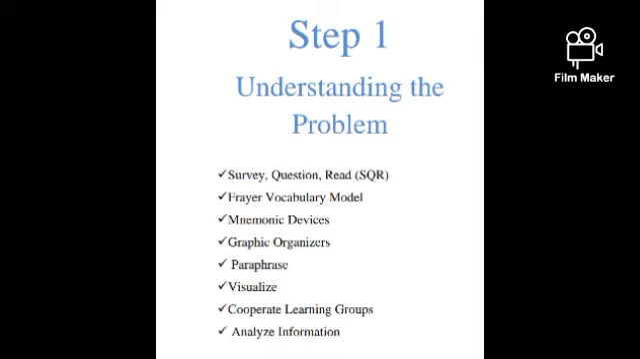Again, the five critical elements for cooperative learning are the following. Number one, positive interdependence. Number two, individual accountability. Number three, group processing. Four, social skills. And five, face-to-face interaction.